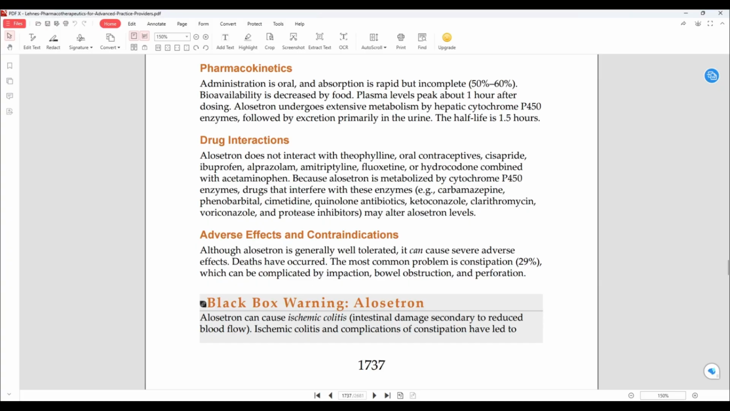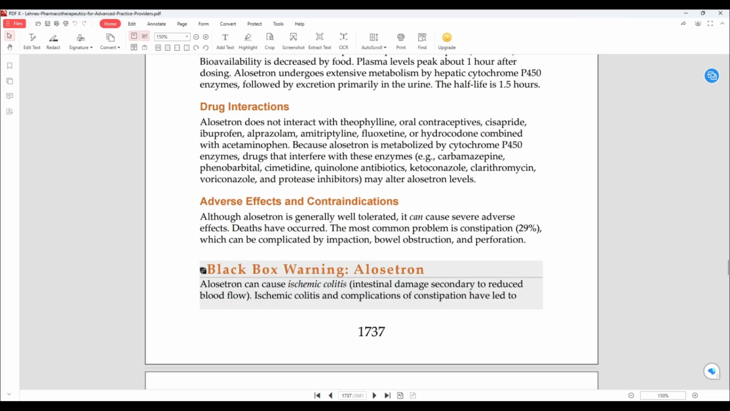Pharmacokinetics. The administration is oral and the absorption is rapid but incomplete, only about 50 to 60%. Bioavailability is decreased by food. Plasma levels peak about 1 hour after dosing. Allocetrone undergoes extensive metabolism by hepatic cytochrome P450 enzymes, followed by excretion primarily in the urine. The half-life is 1.5 hours.